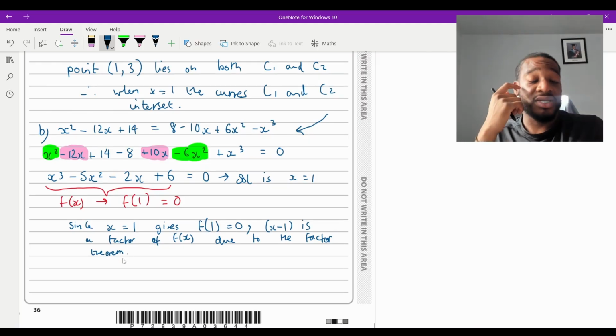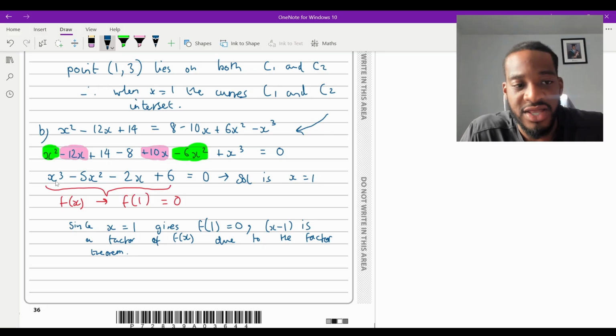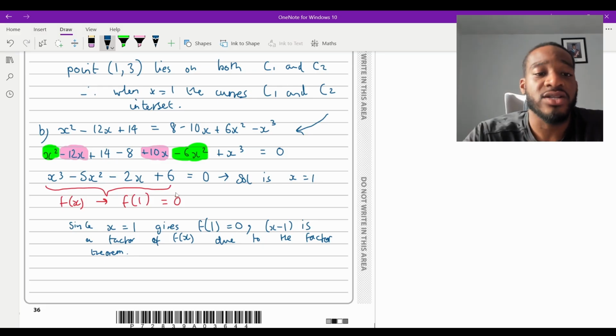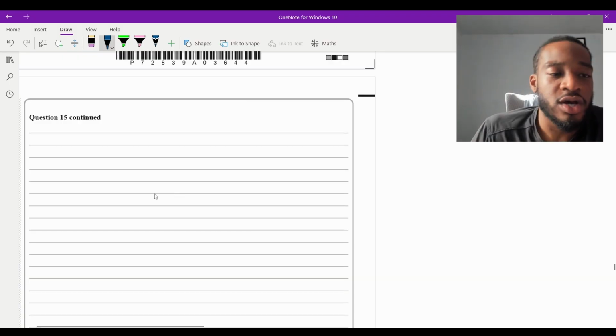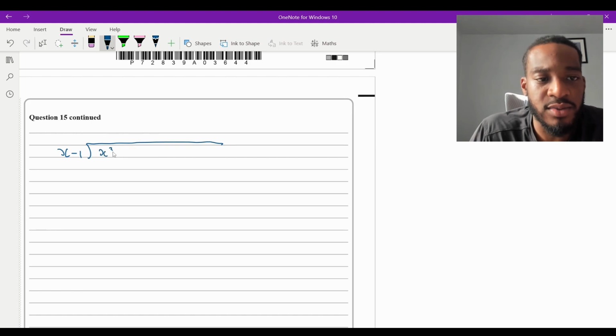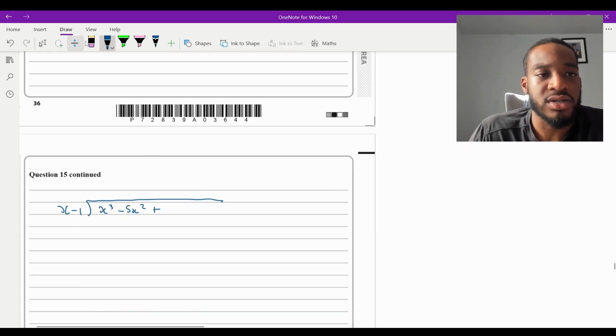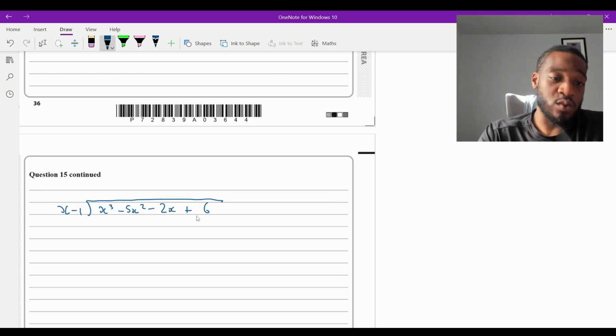And now what that means is that I can use long division with x minus 1 to divide this polynomial to get the other factor. So that's what we're going to do. I'm going to have x minus 1, and I'm going to use long division to divide x cubed minus 5x squared, was it plus 2x? No, it was minus 2x, sorry. Minus 2x plus 6.